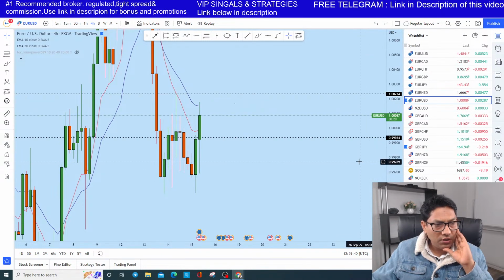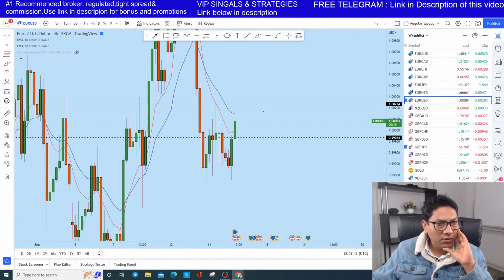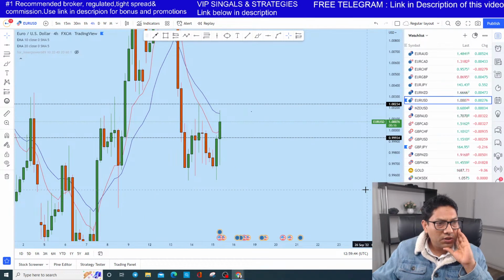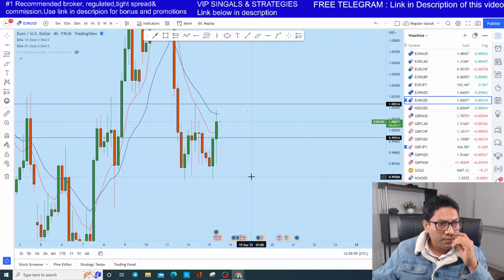Sellers look stronger. You see them coming down now, at the last moment. So there's a lot of selling pressure coming. You see that in the last couple of seconds. Okay, kind of close.